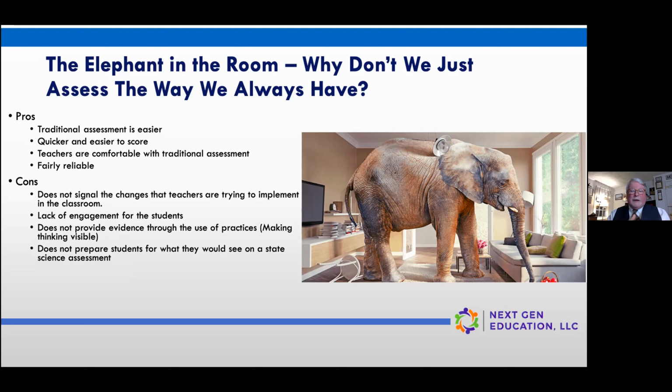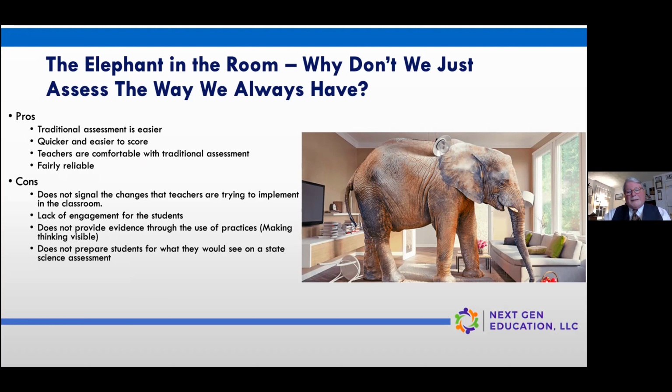And so you see over here on the left-hand side, the pros and cons. Traditional assessment is certainly easier. I mean, a lot of the textbook publishers are already putting in assessments. All you have to do is bring them out and put them at the end of the unit, you're done. And they're easy to score, blah, blah, blah.